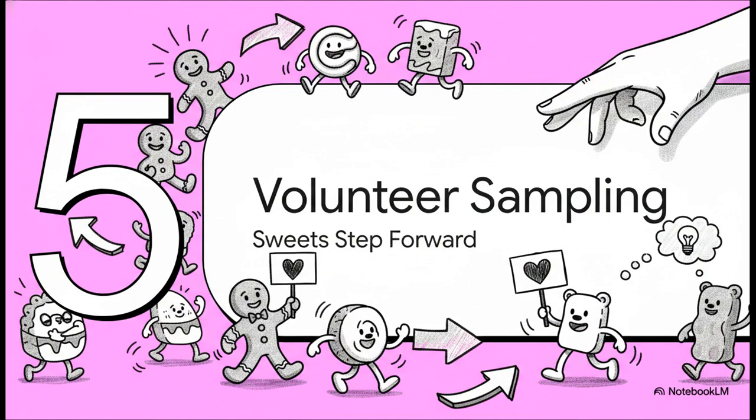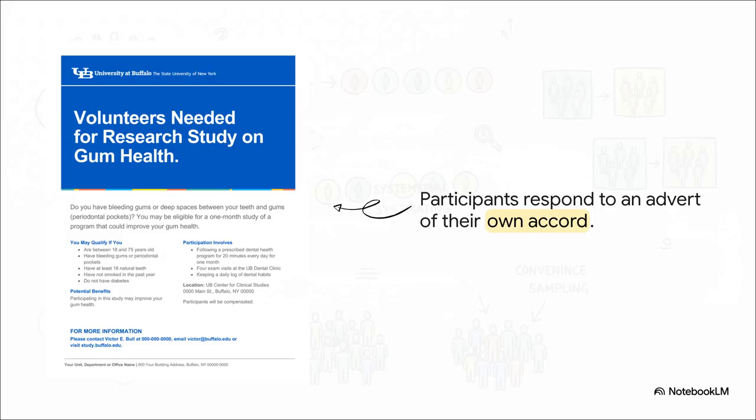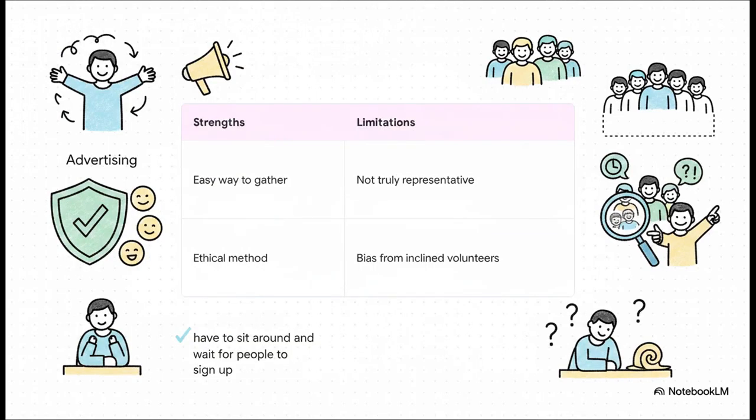Moving right along to Part 5, volunteer sampling, when the sweets step forward. For this fourth and final method, we kind of need to shift our analogy away from passive sweets to actual humans taking initiative. Volunteer sampling, which is also known as a self-selected sample, is exactly what it sounds like. Participants respond to an advert, maybe a poster looking for volunteers for a gum health study, and they choose to join the study entirely of their own accord. They step forward themselves. Evaluating this method is absolutely crucial for Paper 2.